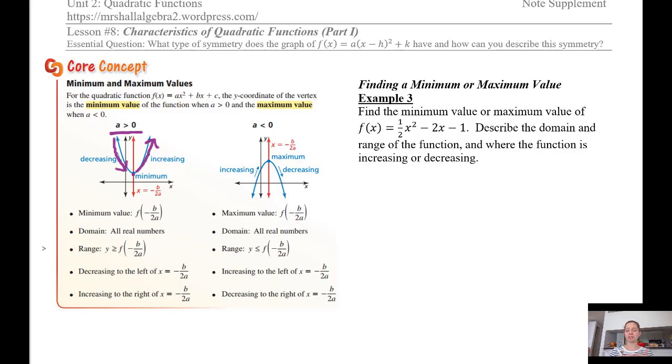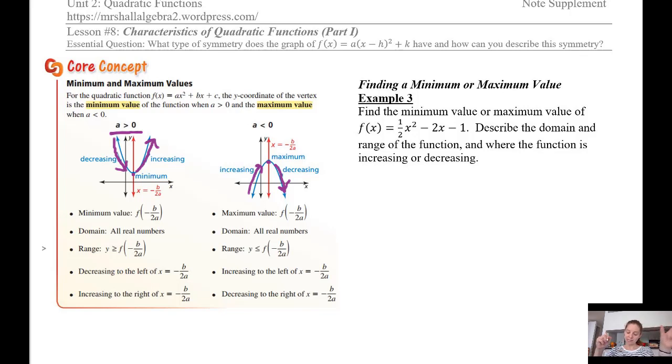Similarly, if the a value is less than 0, if you have a negative a value, it means the parabola is opening downward. And here the vertex is the maximum value. And so to the left of the vertex, the y values are increasing. And to the right of the vertex, the y values are decreasing. Here's how this information will look on a question. Example 3, find the minimum value or the maximum value of this function. Describe the domain and range of the function and where the function is increasing or decreasing.